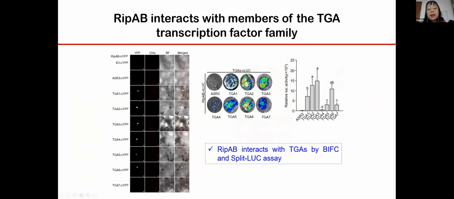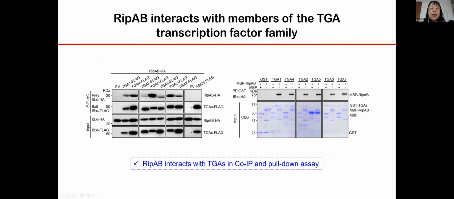So to confirm the interaction of RipAB with TGA2 as well as other immune-related TGAs, we performed bimolecular fluorescence complementation and split luciferase assays, and we found RipAB indeed interacts with TGAs in tobacco, and we further confirmed their interaction by protoplast co-IP and in vitro pull-down assay.